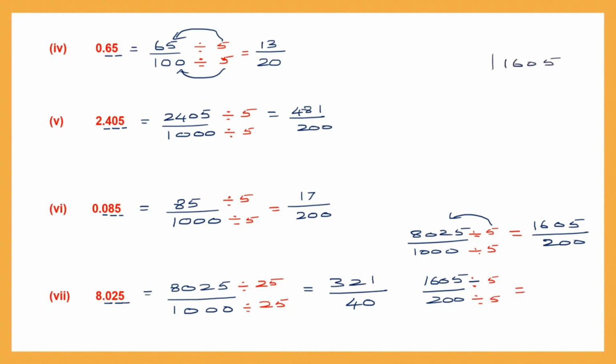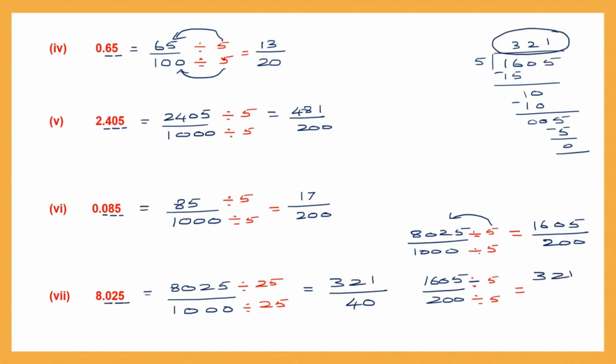1605, divide this by 5. Now we have 16, so 5 threes are 15, minus 1, and then you bring down 0. 5 twos are 10, so we've got 0 again. Bring down 5, 5 ones are 5. So we finish this division. So what is our numerator?